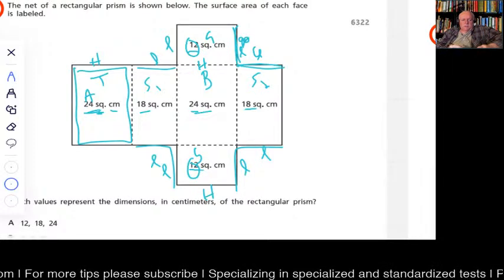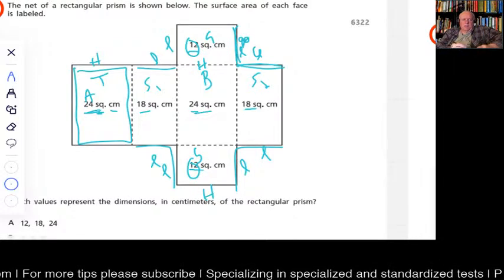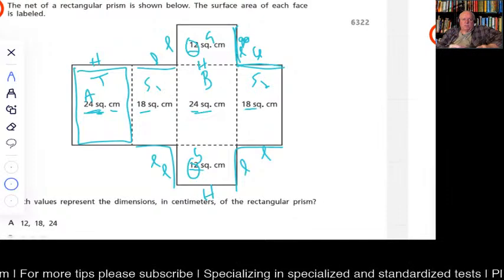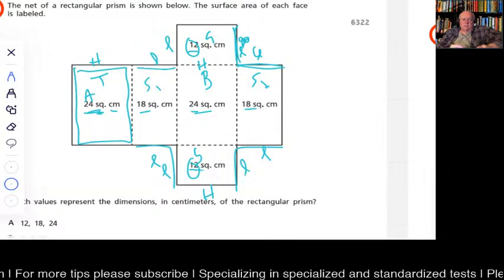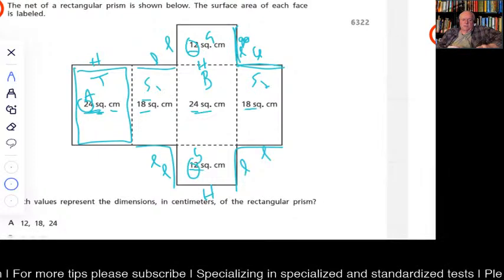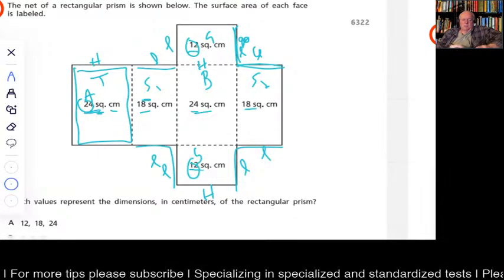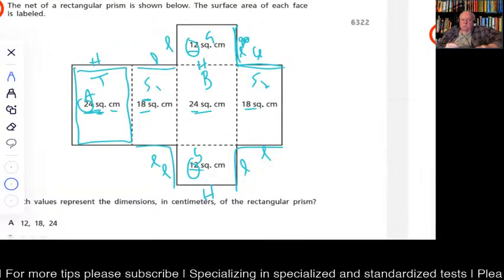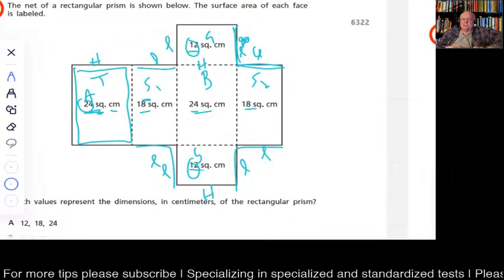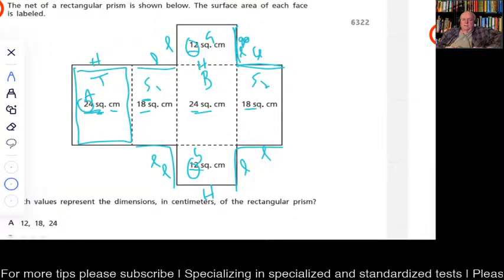Okay, so with that in mind, the net of the rectangular prism is shown below. The surface area of each face is labeled. So this is the surface area. Okay, so it says what values represent the dimension in centimeters of the rectangular prism. So what we're trying to figure out is what those L's and H's and stuff were.